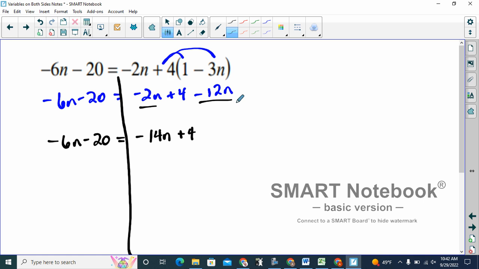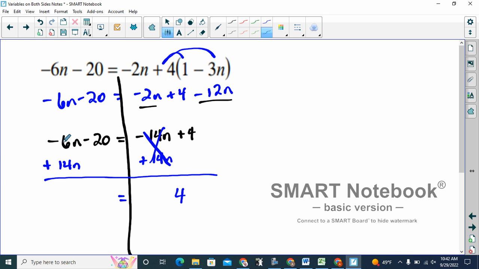Step 3 says if I have variables on both sides, I need to move them all to the same side. I do have n's on both sides. They need to go to the same side. Negative 14 is smaller than negative 6, so that's the one I'm going to move. I move negative 14n by adding 14n to both sides. My 4 comes down. Negative 6n plus 14n is 8n. And this minus 20 comes down. And we're down to a two-step equation.